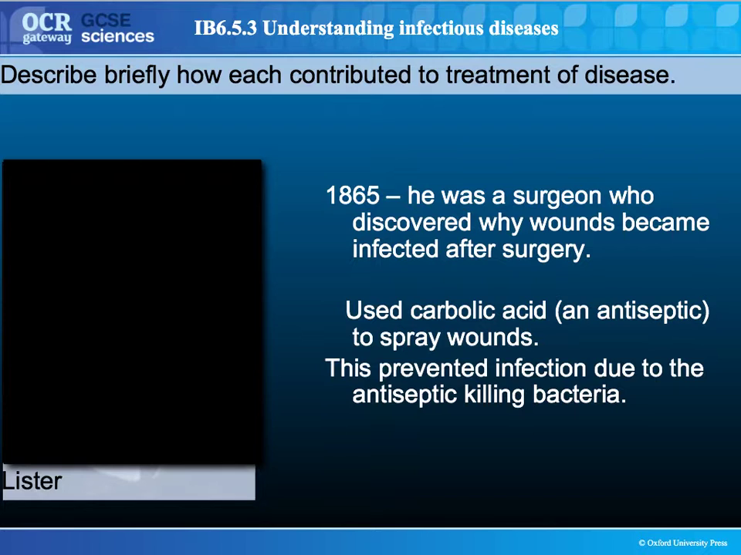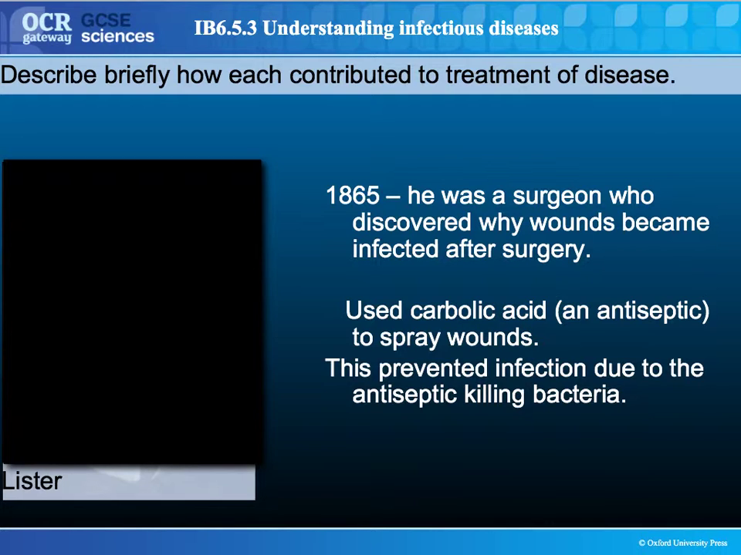Now, Joseph Lister was born in 1827, and around 1865, following Pasteur's theories, he discovered why wounds became infected after surgery. He had the idea that microbes were causing wounds to become infected, and he came up with the idea of antiseptics. He used carbolic acid to spray wounds, and this prevented infection because the antiseptic, this carbolic acid, was killing the bacteria in the wound, preventing infection.